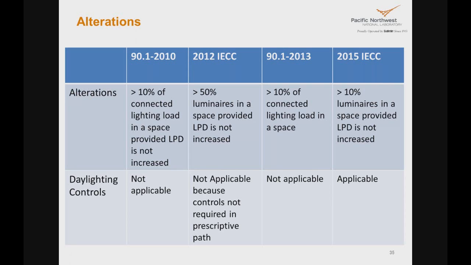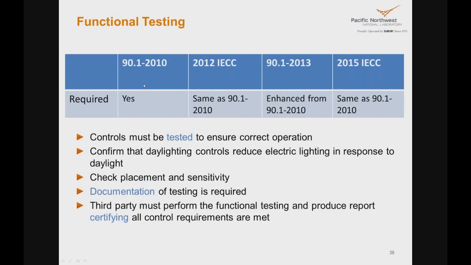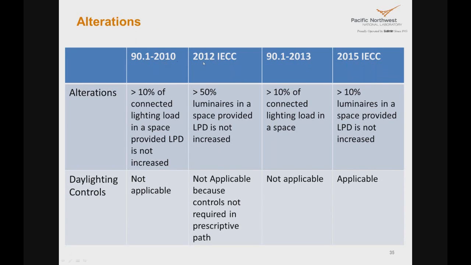That's okay. I'll answer the first part first. I think I was not clear when I explained this slide. For 90.1 2010, 2012 ICC and 90.1 2013, daylighting controls just don't come into the picture, because the only thing affected by alterations is the interior lighting power density. So if you're doing alterations, all you have to worry about is the interior lighting power density. Daylighting controls are not in the picture at all.